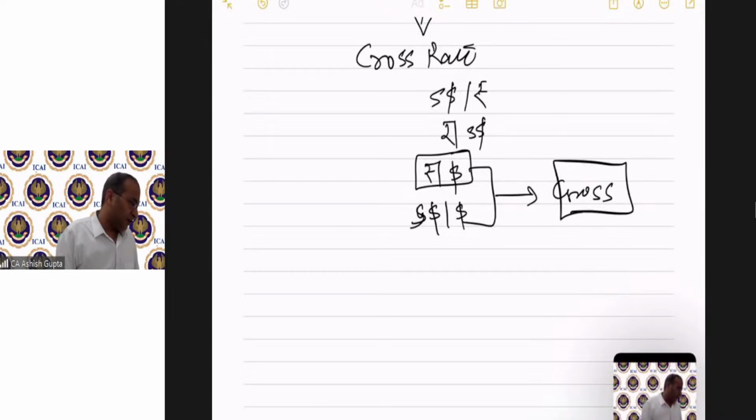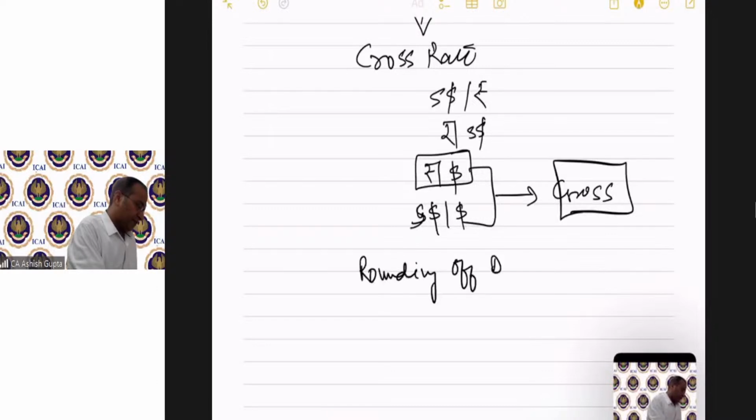Another common doubt is regarding rounding of decimal points.